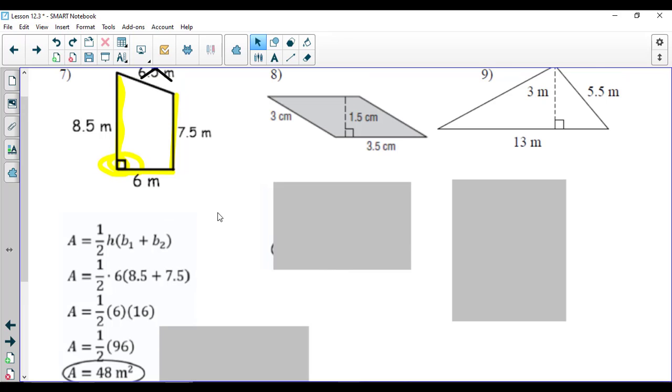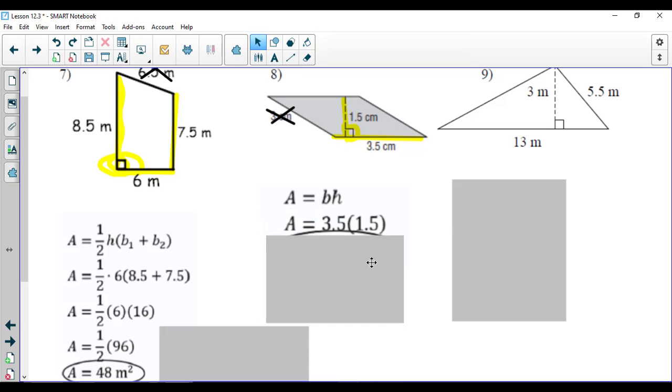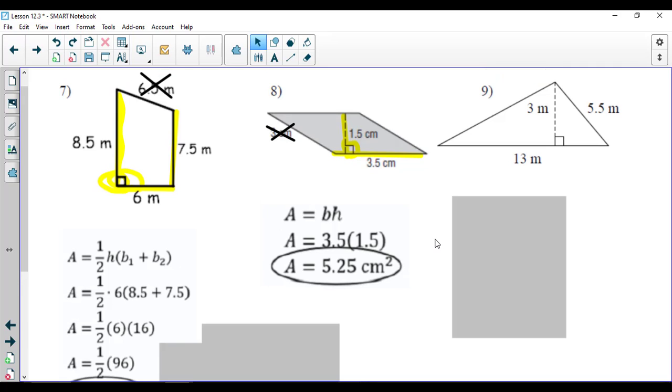This has both pairs of opposite sides being parallel. So this is a parallelogram, which tells me I'm going to use base times height. Our base and height are going to intersect at a 90 degree angle, which I can see right here. So my height is 1.5, my base will be 3.5, and it means that I do not need to use the 3 since it is not the base or height of this parallelogram. So we'll do 3.5 times 1.5. That's going to get us an area of 5.25 centimeters squared.